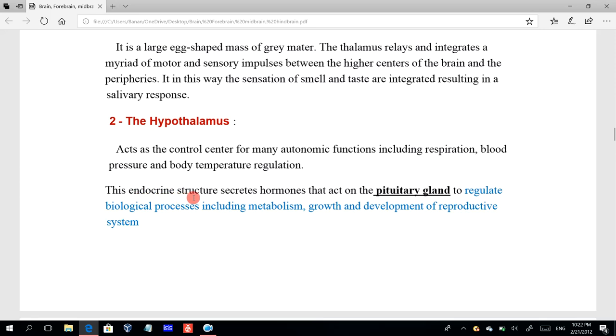So this endocrine structure secretes hormones that act on the pituitary gland to regulate biological processes including metabolism, growth, and development of reproductive system. You know the pituitary gland, where it is present? It is present in the sella turcica, which is part of the body of the sphenoid bone. And this pituitary gland has a stalk. Now this stalk is attached to the lower surface or inferior surface of the hypothalamus.